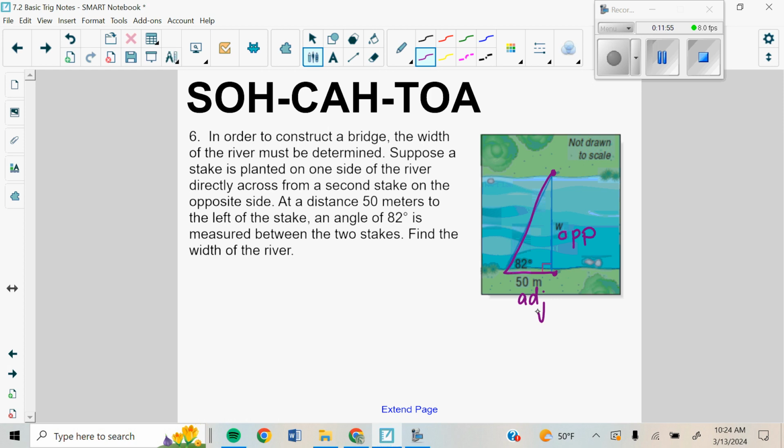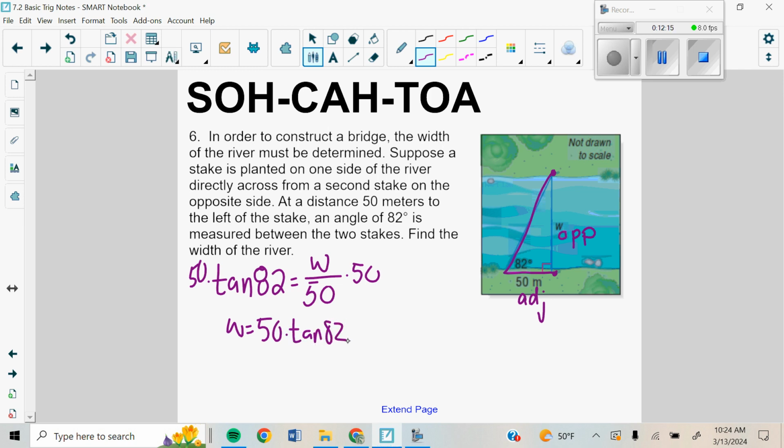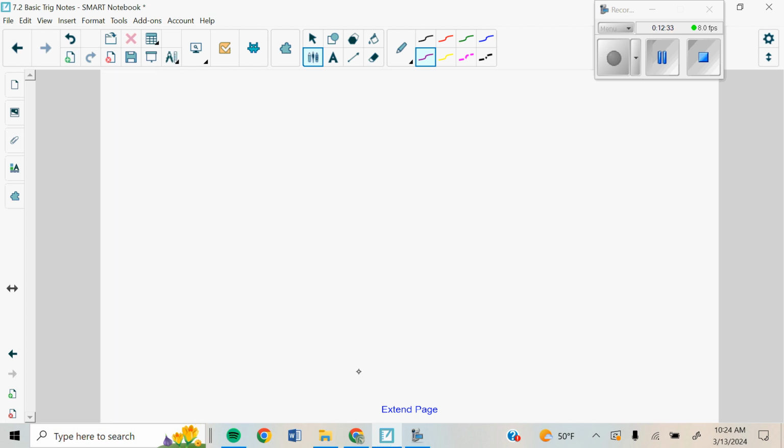So my trig function, therefore, is tangent. So tangent of 82 equals my opposite over my adjacent. Perfect. My variable is in the numerator, so I'm just going to times both sides by 50. So I get W equals 50 times the tangent of 82. And go ahead and type that into your calculator. All right, and we get 355.8 meters for this one. So if we look at another problem that is, oh, I think that we are actually done with that. Okay, thanks guys.